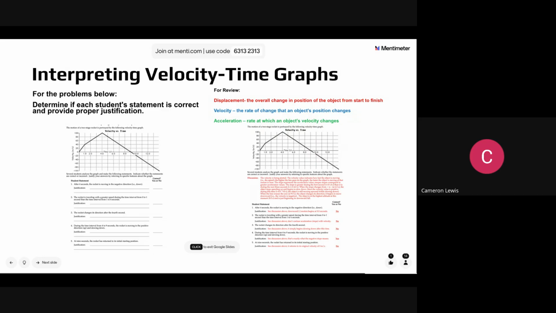And then that comes back to the very last one. Now, I remember Cassie said it. For 2, the rocket is traveling with a greater speed during the time interval from 0 to 1 than the time interval from 1 to 4. Now, say the exact explanation of what you said.